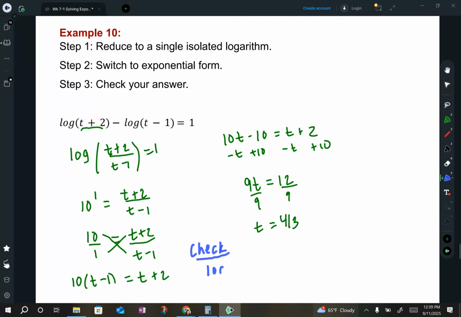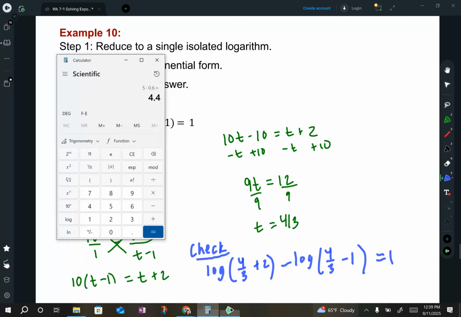Is the log of 4/3 plus 2 minus the log of 4/3 minus 1 equal to 1? Let's use our calculators to help us out with this checking. We're going to do 4/3 plus 2. I am just going to use 1.3 for my checking procedures. 4 divided by 3 plus 2. Take my log. And that gave me about 0.52.